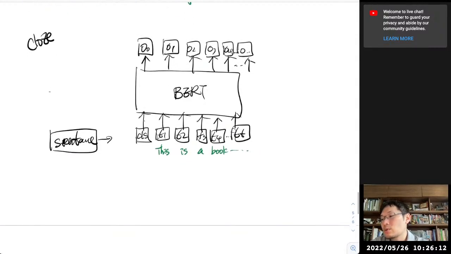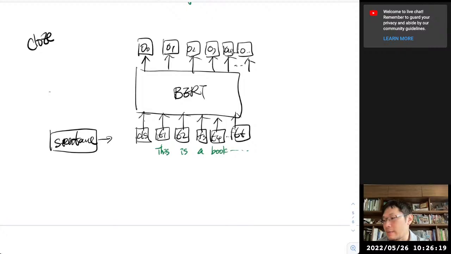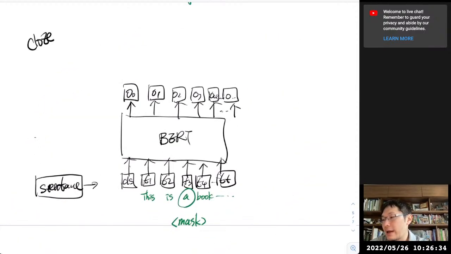And still, we can do the cloze task. For example, we simply remove some of the words in the original tokens. For example, this word I replace with a mask, which is a special token right here. So how do we do the cloze task? We can create another new neural network and append it on the end of this BERT, which is right here.